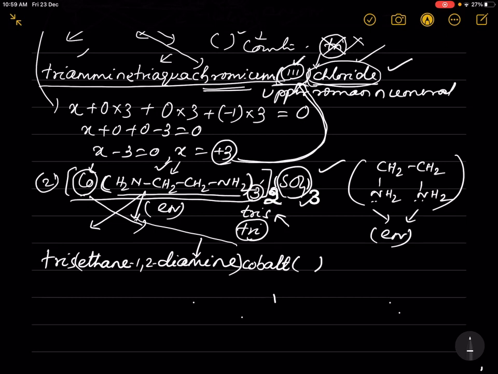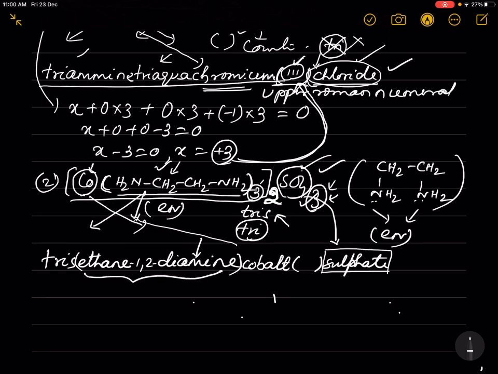Then the counter ion, don't write trisulfate because the number of ions should not be written, it should be written as sulfate. But here you see there are 3 ligands inside the coordination sphere. It is indicated before the name of the ligand, and here you see the ligands are written before the central atom, but in the formula you see the metal atom is written first, then the ligand. So you see this is written in a reverse way.